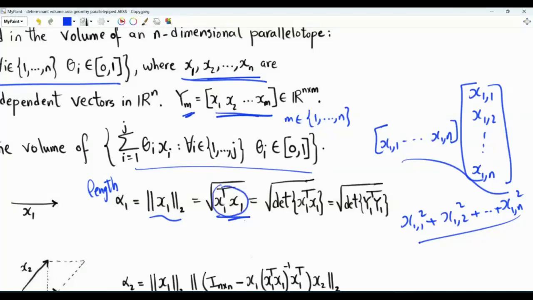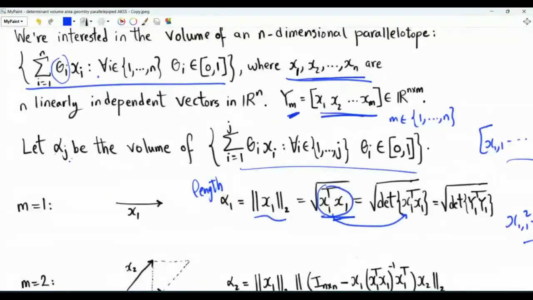We can think of this inner product as a 1 by 1 matrix. And so the determinant of the 1 by 1 matrix, which is just a scalar, is the scalar itself. So here, let's write this x1 transpose x1 in this weird way, determinant of x1 transpose x1. Note that the matrix y1 is a matrix with just one column, which is x1. So we can also write the volume, which is the length in this particular case, as the determinant of y1 transpose y1. Now let's move to alpha 2.